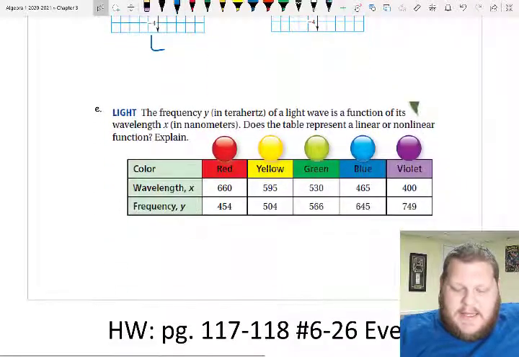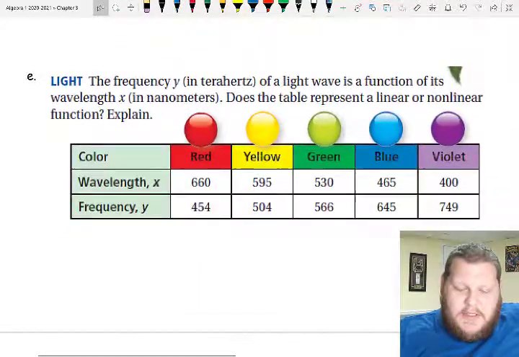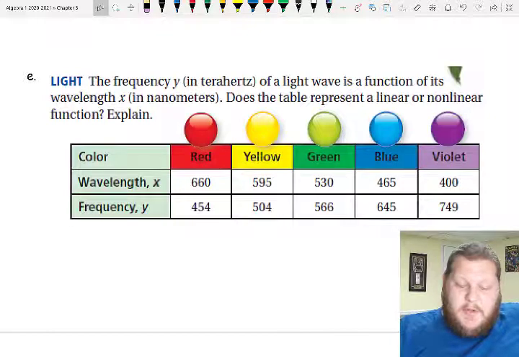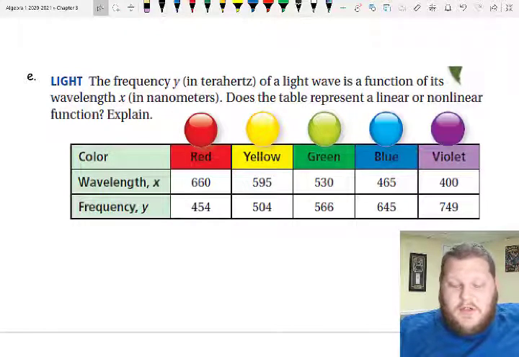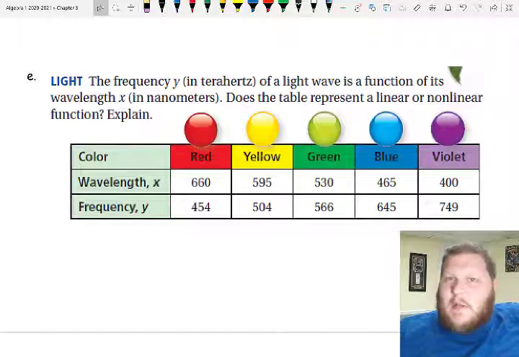All right, last one, word problem. So in this one, for part E, the frequency y in terahertz of a light wave is a function of its wavelength x in nanometers. Does the table represent a linear or nonlinear function? And explain. So even though there is kind of a context to it and it looks overly complicated, with some big numbers, my process on identifying if it's linear or nonlinear is still exactly the same.